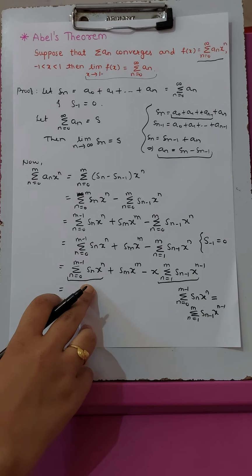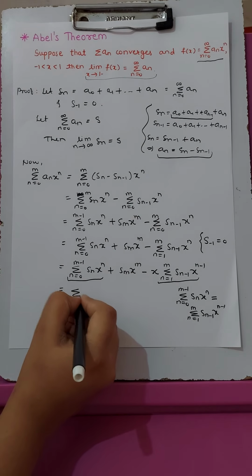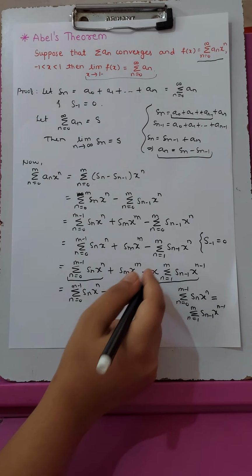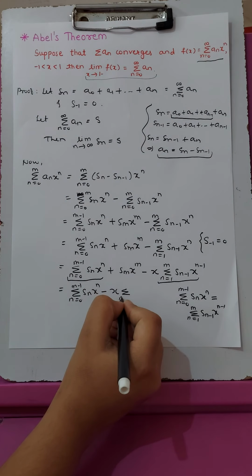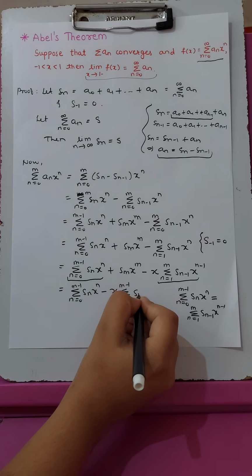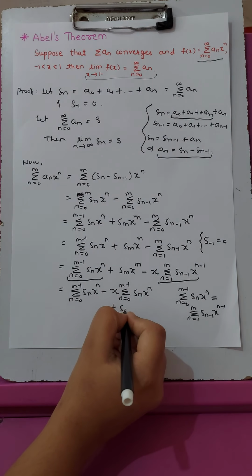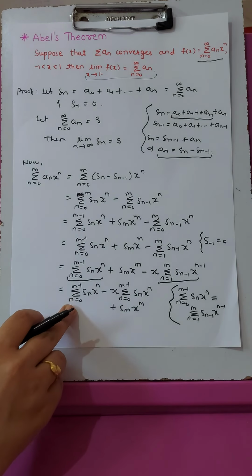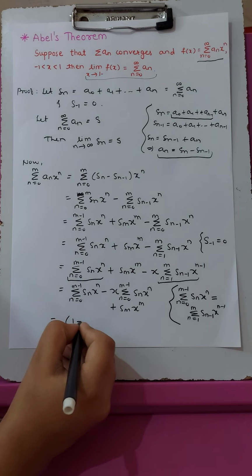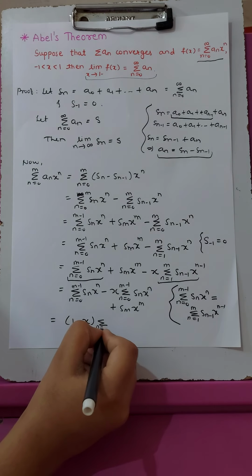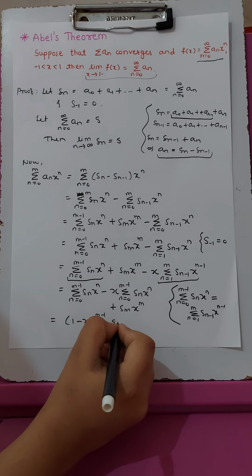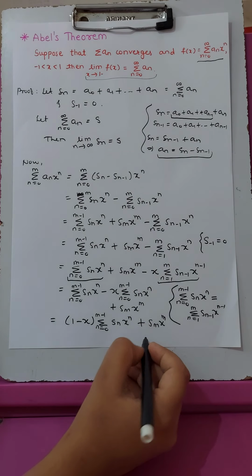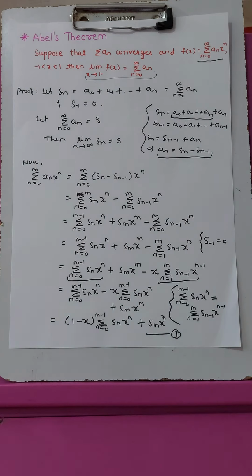equal. So we will write here summation n from 0 to m minus 1 Sn x to the power n minus x times summation n from 0 to m minus 1 Sn x to the power n plus Sm x to the power m. So now taking this summation Sn x to the power n common, we get 1 minus x summation n from 0 to m minus 1 Sn x to the power n plus Sm x to the power m. We'll give it number 1.